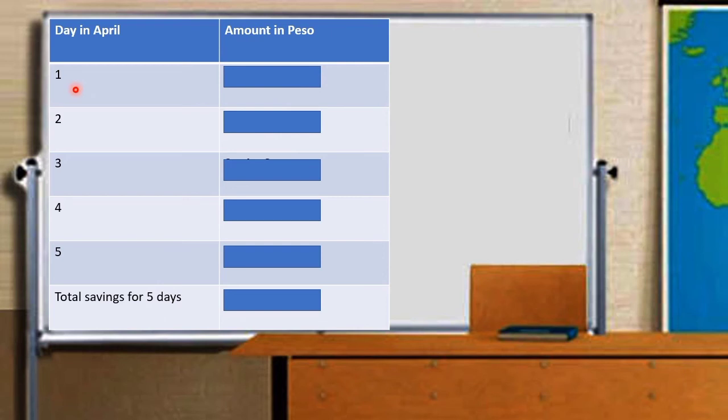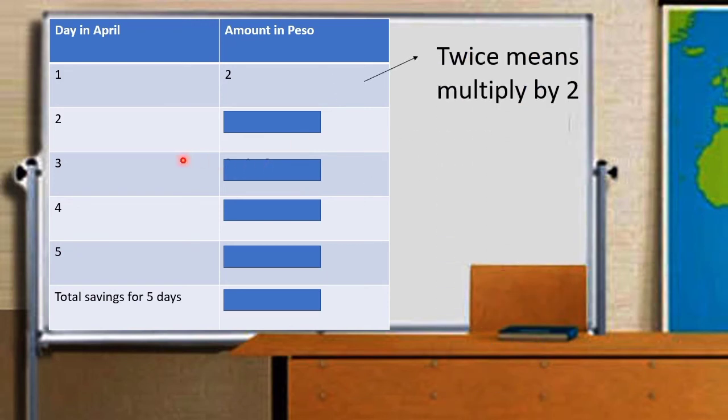Sa amount in peso naman, yung ipon niya nung April 1 ay 2 pesos. And then, para makuha natin yung ipon niya sa succeeding days, ang sabi niya dun sa word problem, yung first day ng ipon niya ay 2 piso, then yung mga sumunod na days is twice ng savings niya the day before. Okay, so kunin natin yung ipon niya ng April 2. 2 times 2 equals 4.